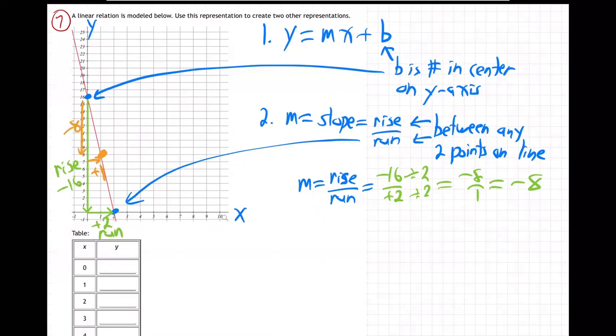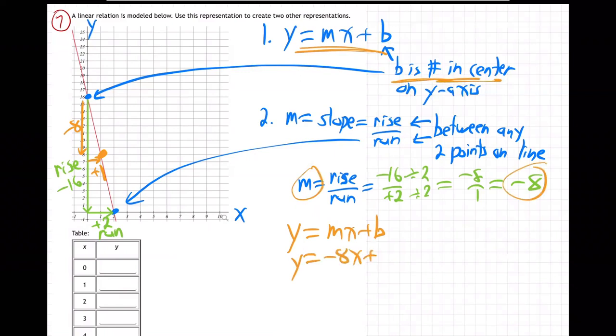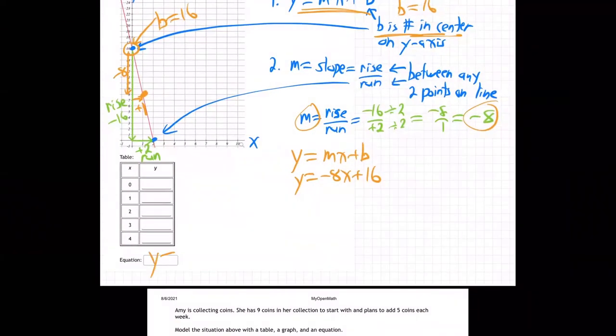Okay. And so now what does that mean our equation is? It's y equals mx plus b. Remember from the beginning up here, it's mx plus b. Now we know the m is negative 8. And the b is the number in the center. So b is 16. This right here, this 16 is the b. So plus 16. So there's our equation. So we've actually got the bottom answer down here. Y equals minus 8x plus 16. I still need to do the table.